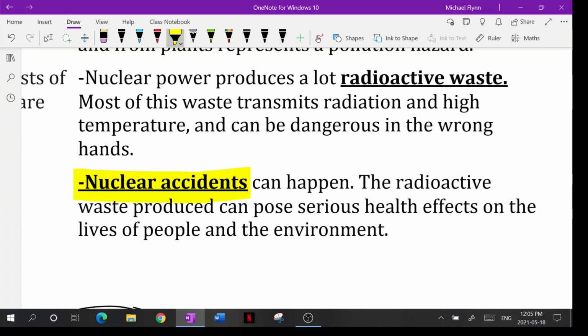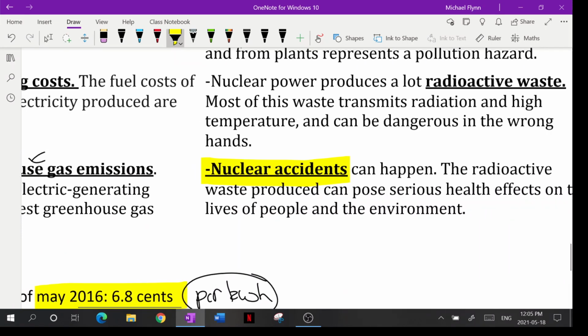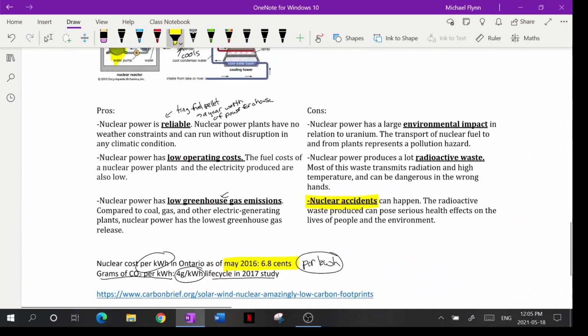So nuclear reactors have their place. Canada's probably a perfect place, the Canadian Shield. It's a geologically stable region. And so an accident would be extremely unlikely here, at least a natural one. So that's it for nuclear power.